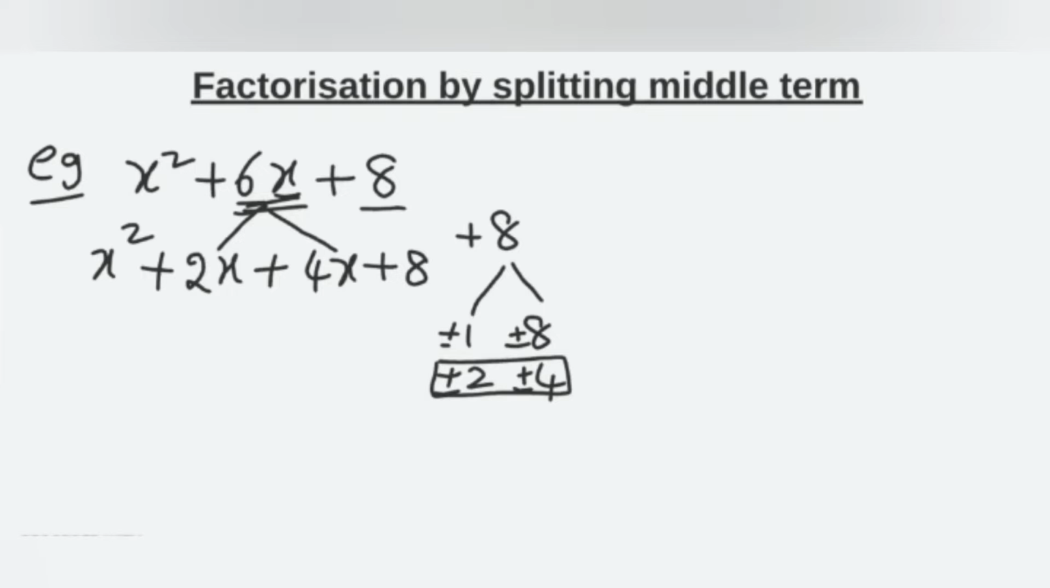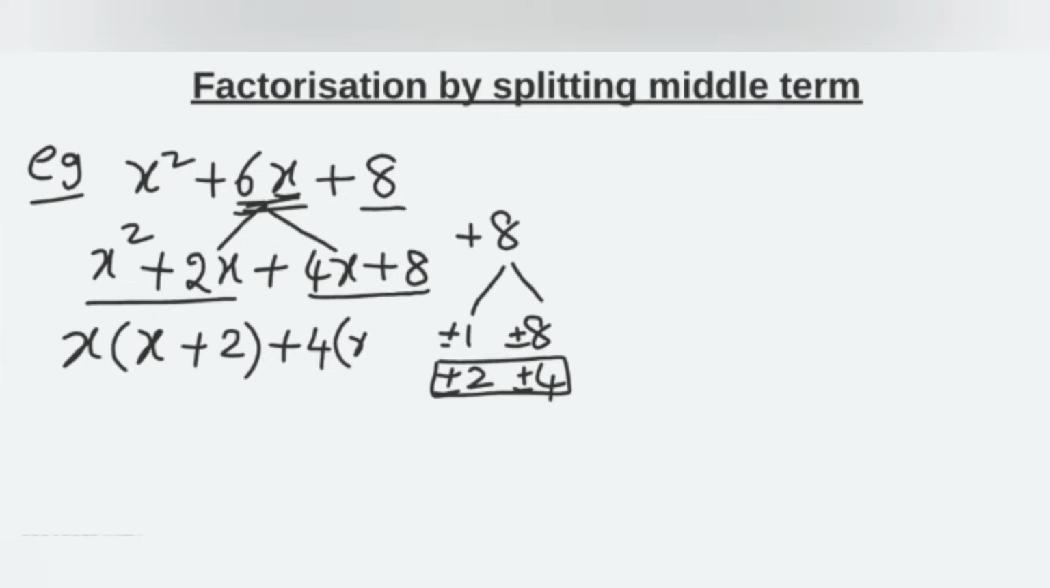So now, coming to the first two terms, you make them one group, and the last two terms you take as one group. In the first two terms you take the common factor. x is common in both: x into x plus 2. And in the last two terms take 4 as common: 4 into x plus 4 into 2.